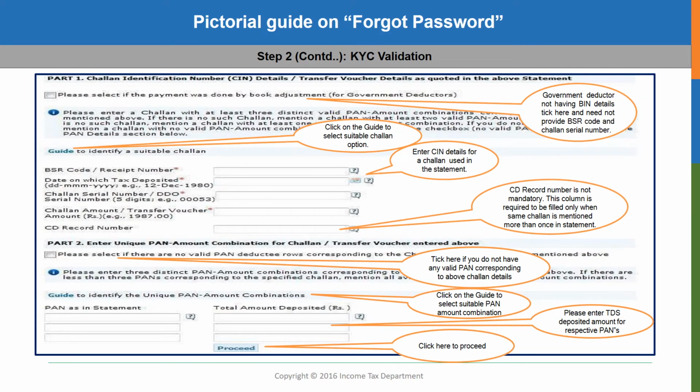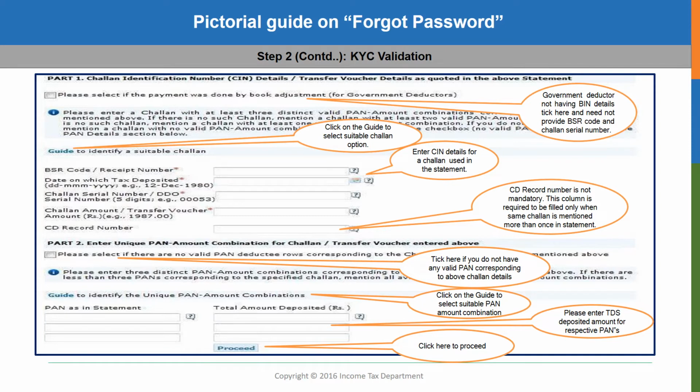On the last page, you gave the token number of the last regular return filed by you, and on this page you are going to give the challan details or the book entry details used in that return. But you will have to note that if you have filed a correction return after the original return, then you will have to give the challan details or the book entry details used in the correction return.